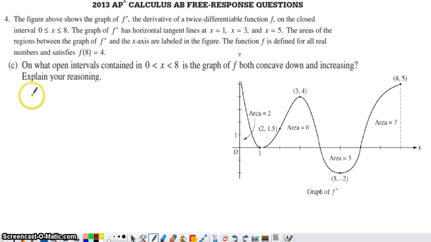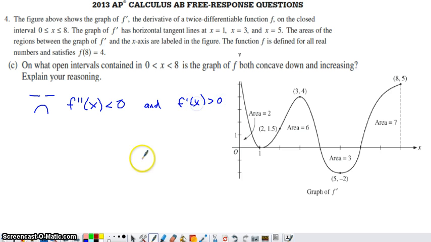Well, a function is going to be concave down if its second derivative is negative. So we need to know where our second derivative is negative, and a function is increasing if its first derivative is positive. So we need to know where this and this happen simultaneously. F prime of x is greater than 0.